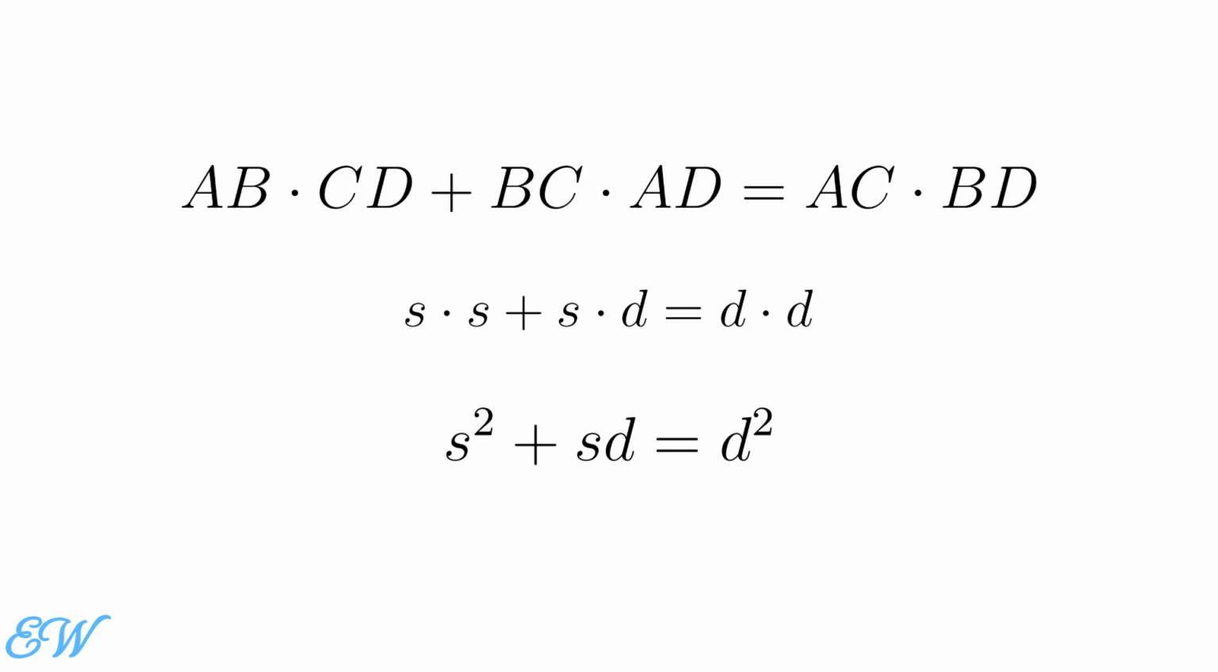So we can apply this theorem to our quadrilateral ABCD, and we get that AB times CD plus BC times AD is equal to AC times BD. And in this, we know that AB, CD, and BC are all side lengths, so we can replace those with S. And AD, AC, and BD are all diagonals, so we can replace those with D. And after we simplify, we get that S squared plus SD is equal to D squared.